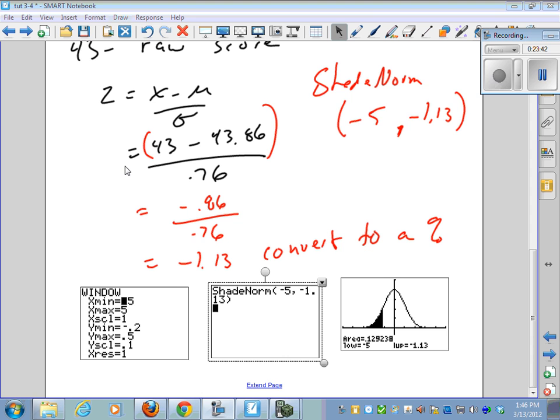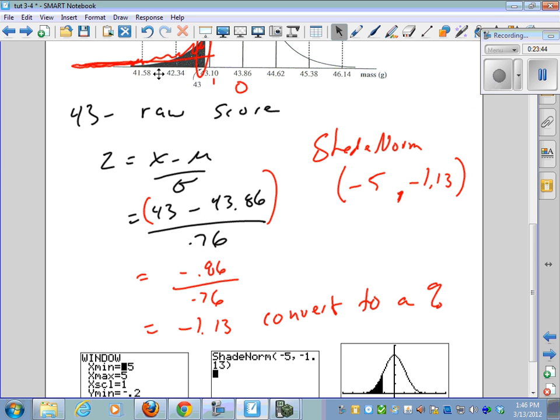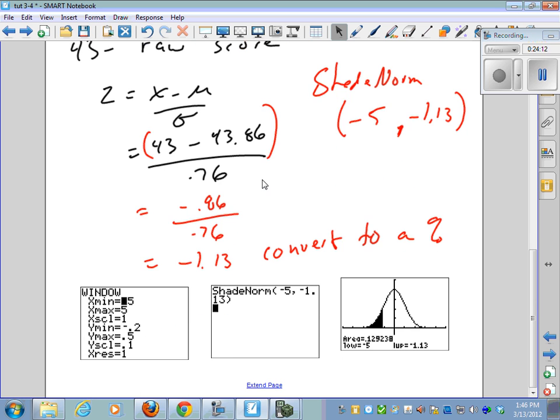So step number 1, what did I do first? I converted to a Z-score. That was great. Step number 1, convert to a Z-score. I'm looking around to see who's going to write down the steps. Convert to a Z-score. Brandon. Convert to a Z-score was step number 1 by using the x minus mu all over sigma formula. Okay? Second step, set your window up.